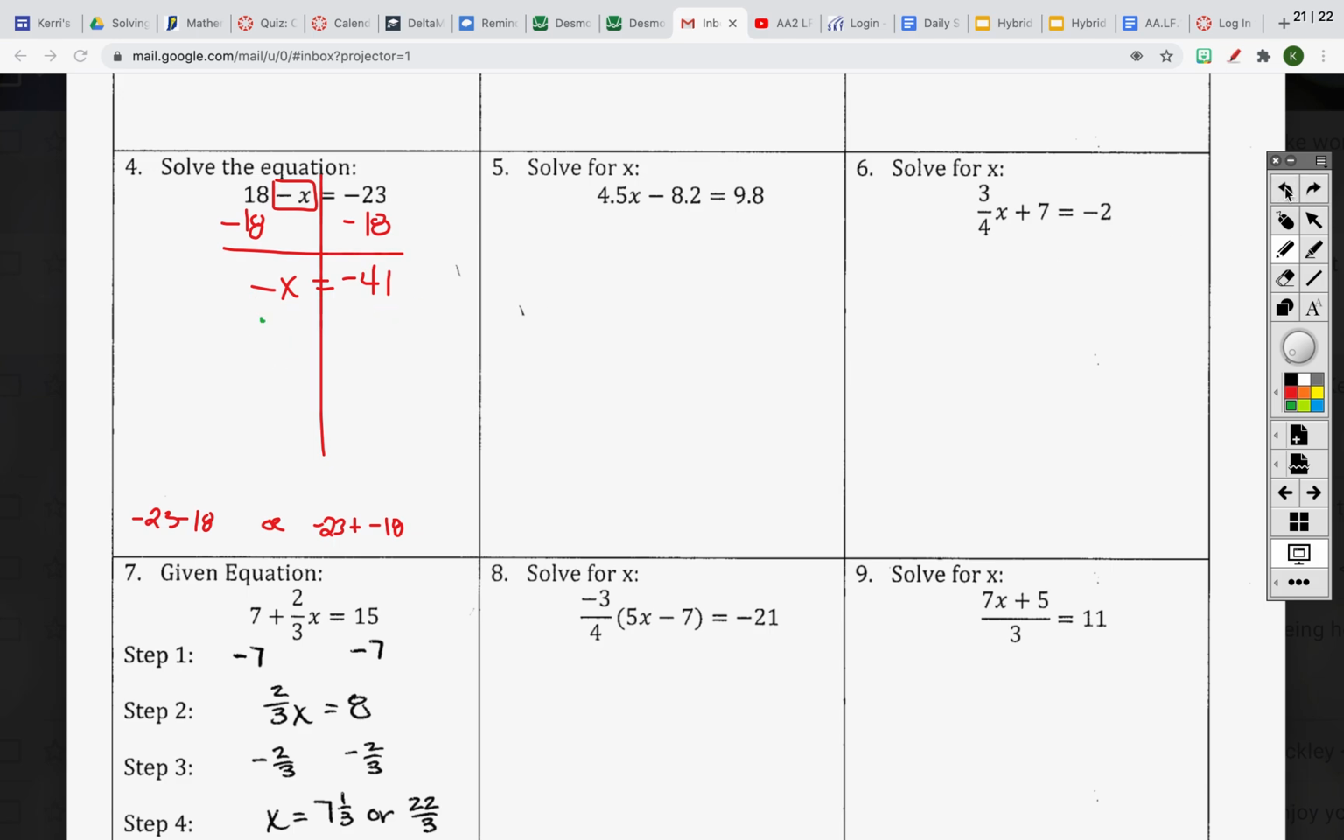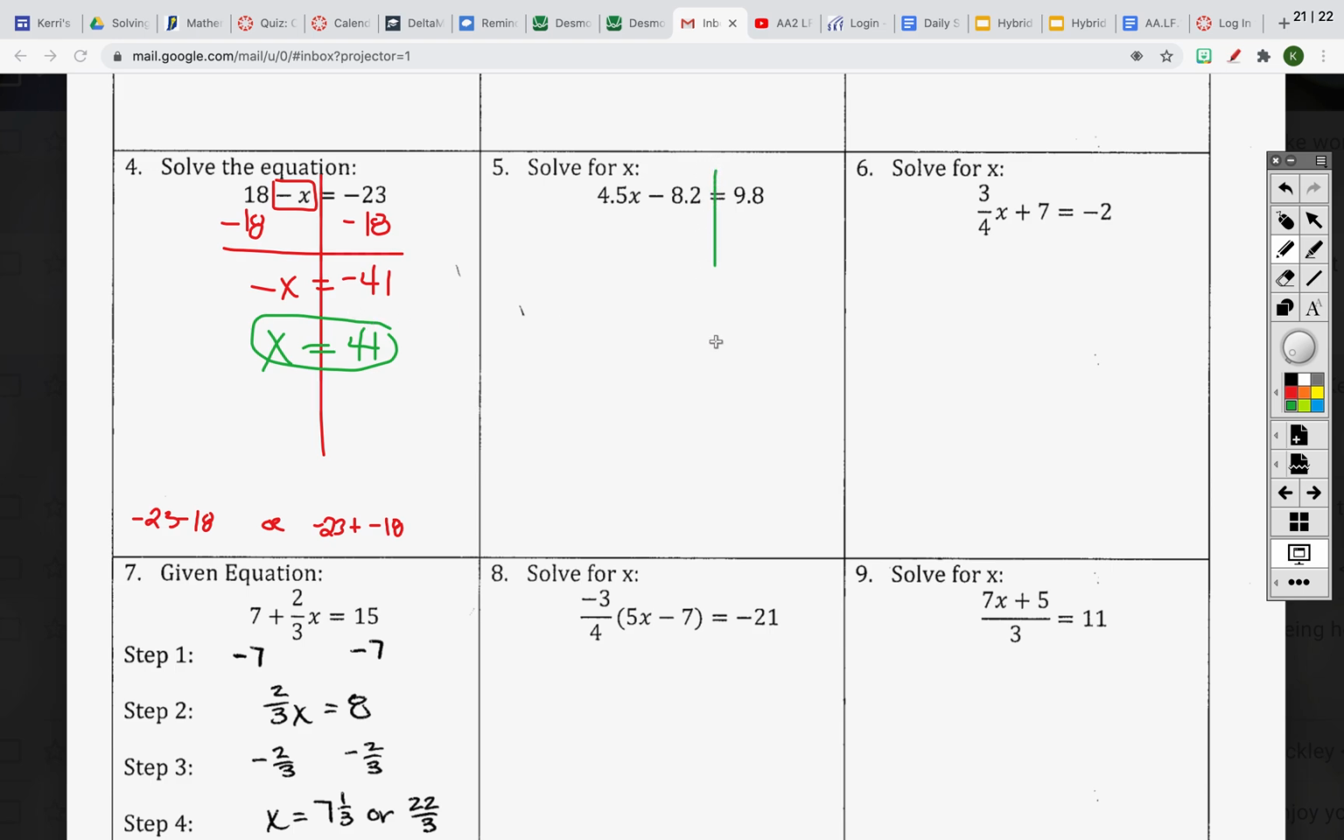that at this point it's saying, hey, the opposite of x is negative 41. So if the opposite of x is negative 41, what is x? Well, what's the opposite of negative 41? 41. And you got the exact same answer both ways.